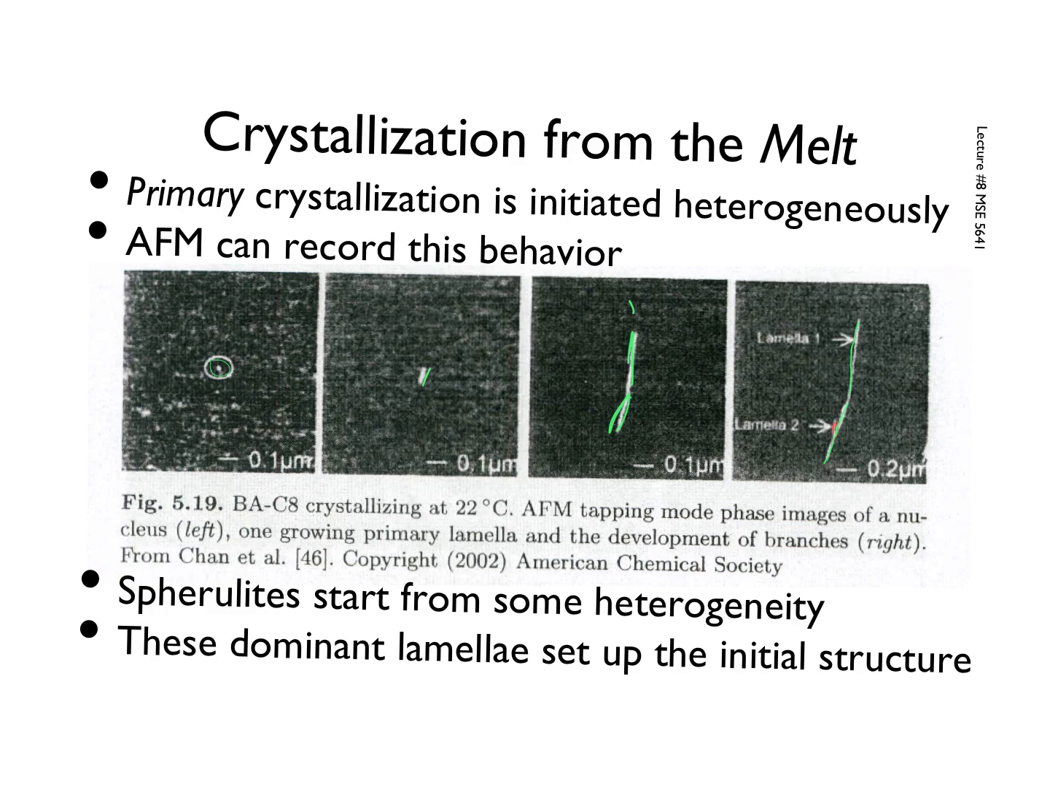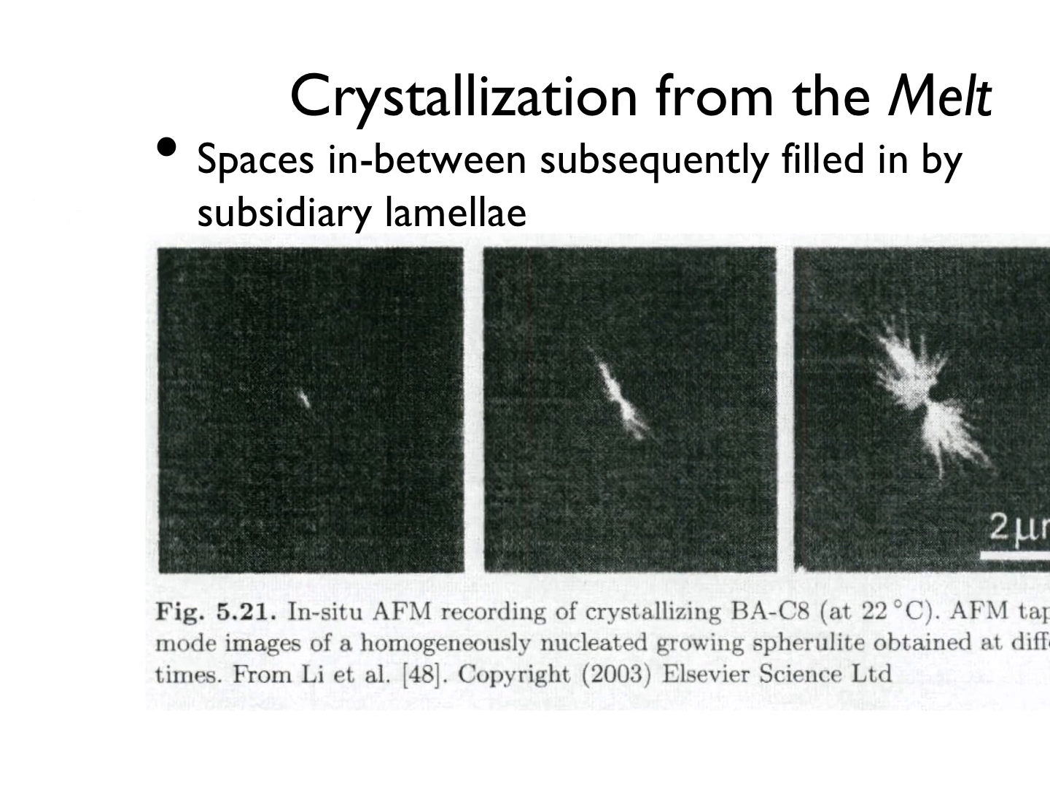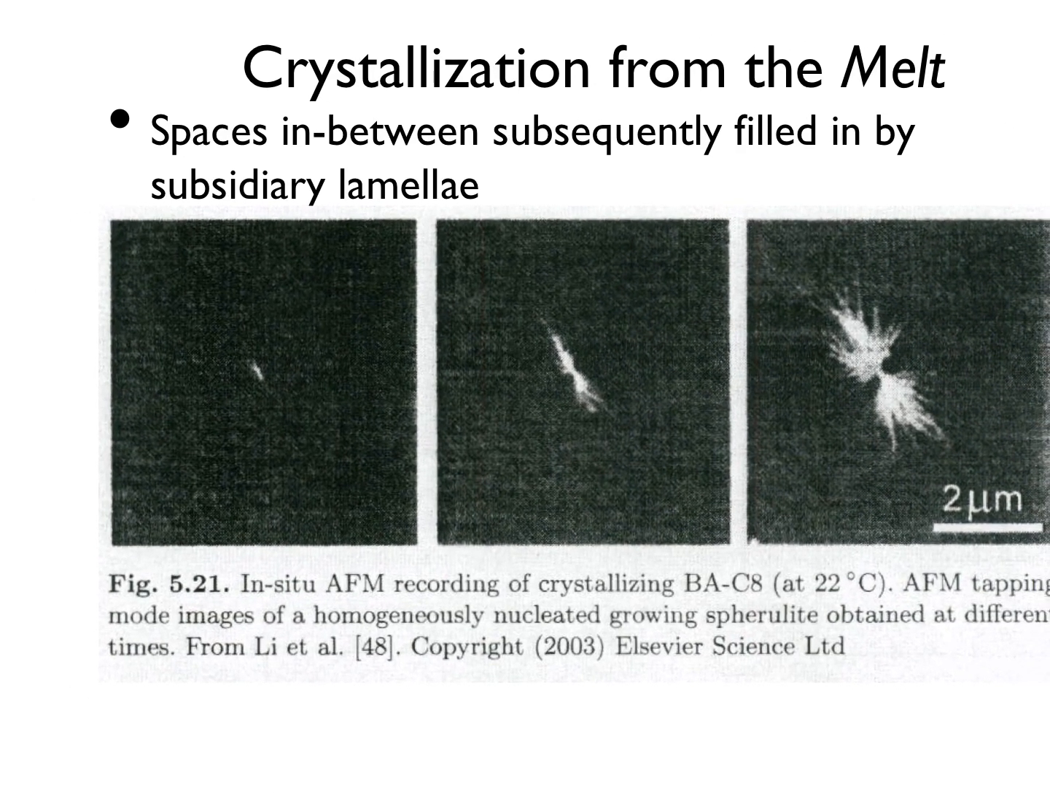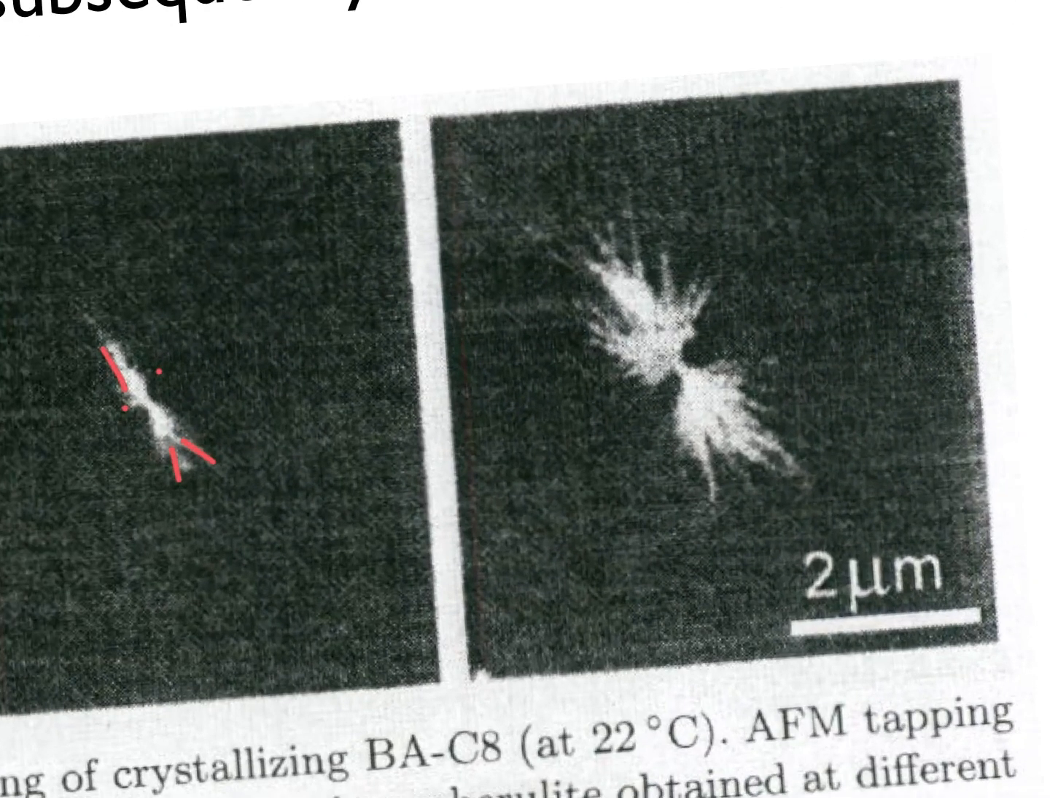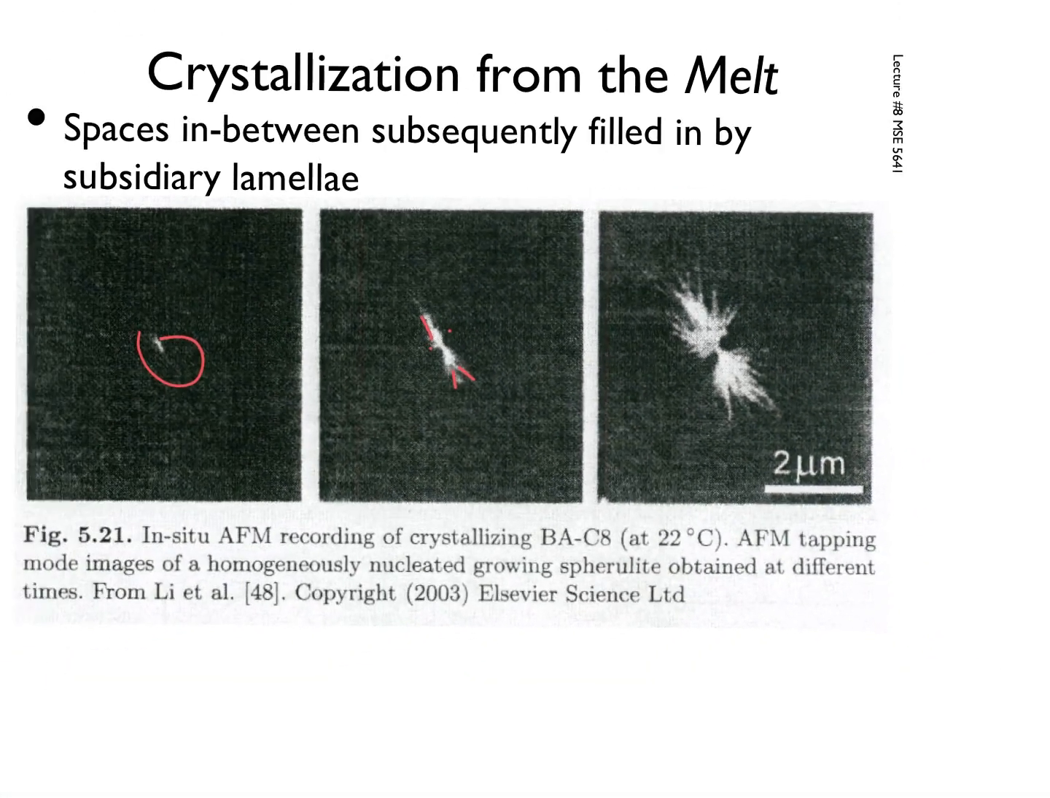All right, so this is, again, crystallization from the melt, and we're monitoring that melt using AFM. And this is kind of the baby steps of spherulites starting up from some heterogeneity, and these dominant lamella set up the initial structure. And then we go to, again, the same BAC8 at 22 degrees. We start with some initial nucleation point, and we start to see, rather than just one, multiples. And if we zoom in on this final result at 2 microns, we have a good 20 or 30 individual lamellae that shoot out from the initial point of nucleation and growth. Any questions about that?